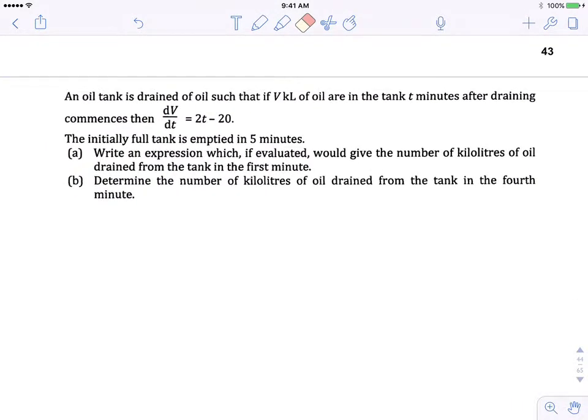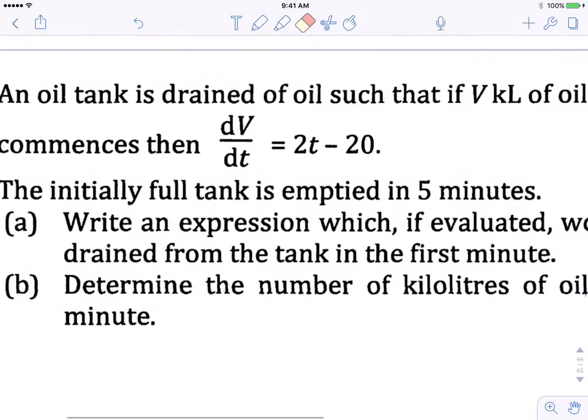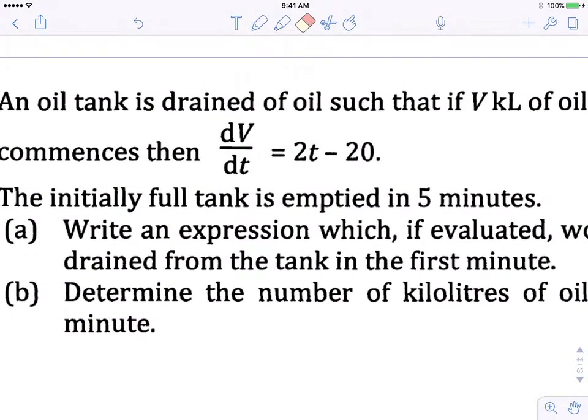So we've got an oil tank here. It's drained of oil such that the volume of oil in the tank t minutes after draining commences is that. So this is giving us the rate of change of the volume, okay? The rate the volume is changing in the tank with respect to time.